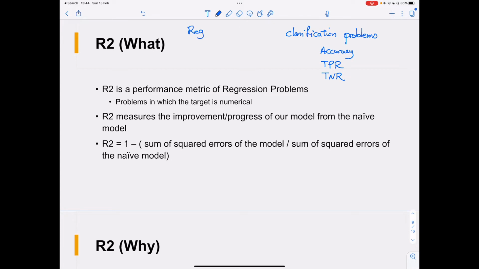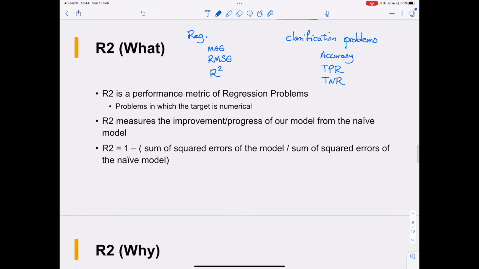So for regression problems, we had mean absolute error. Also, we have the root mean square error. We want to introduce you to R squared. Okay, R2 or R squared. It's technically R squared. And this is something that we want to learn. So we have learned all these stuff.